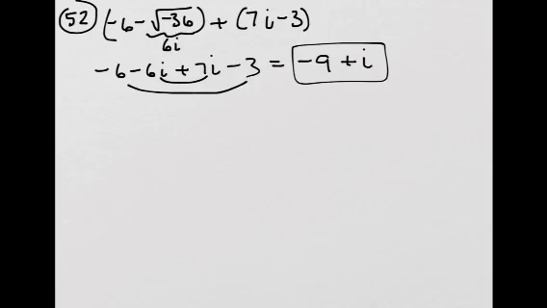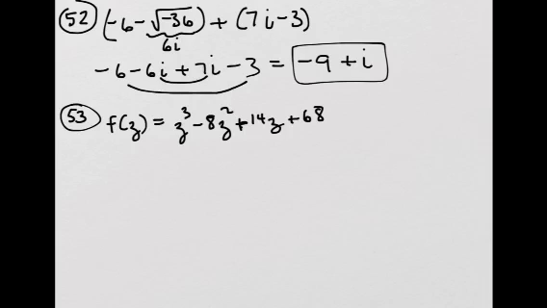And that's it. Alright, so 53 does not factor by grouping. I didn't show it here on the screen, but you could try it on your own and you'll see it doesn't work. So we have to use the p over q method.